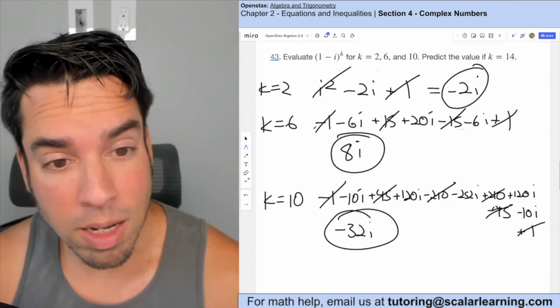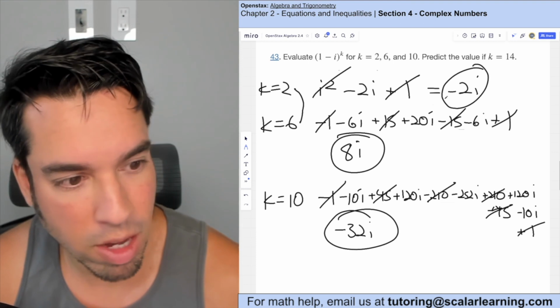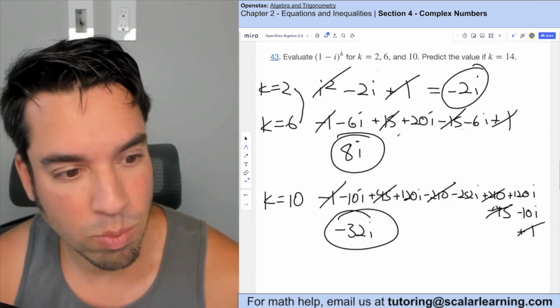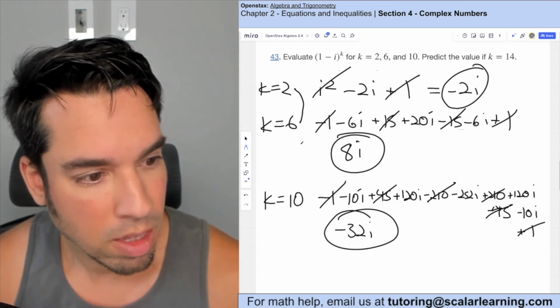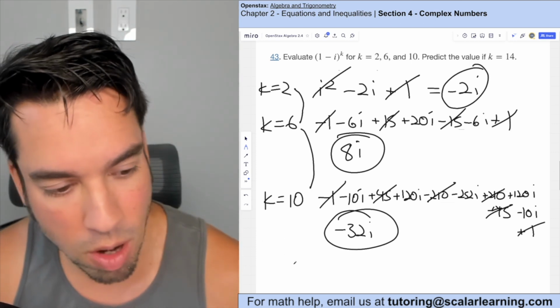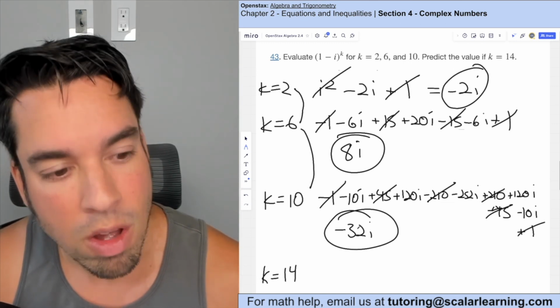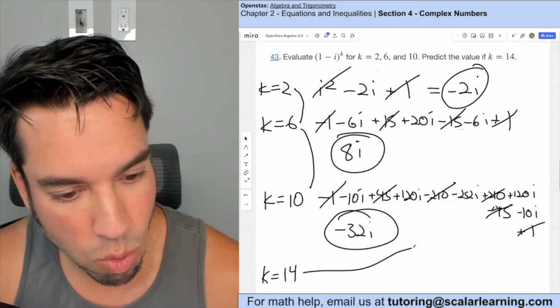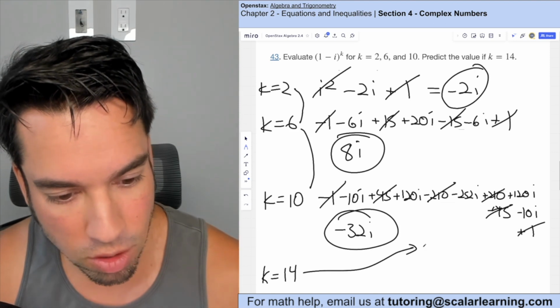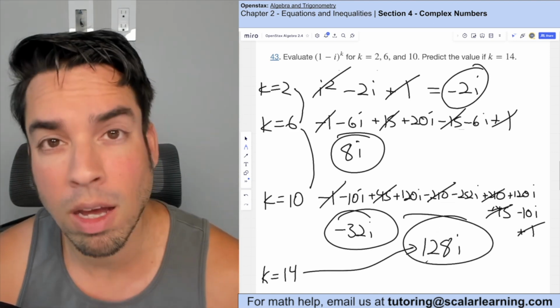So the pattern I'm seeing here is that when k goes up by 4, we're multiplying this value by negative 4, because then we get positive 8i. Then we go up by 4, multiply by negative 4, and we get negative 32i. So I believe that for k equals 14, we multiply this by negative 4, which would give a value of positive 128i. Boom, done.